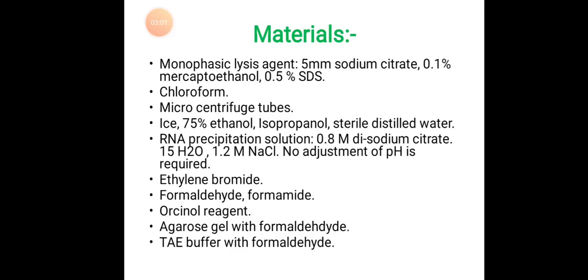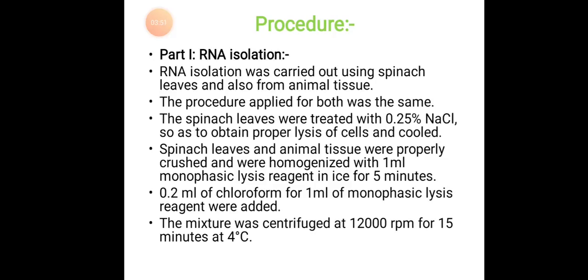Materials. Monophasic lysis agent: 5 mM sodium citrate, 0.1% mercaptoethanol, 0.5% SDS. Chloroform, microcentrifuge tubes, ice, 75% ethanol, isopropanol, sterile distilled water, RNA precipitation solution: 0.5 molar disodium citrate, 1.2 molar NaCl. No adjustment of pH is required. Ethidium bromide, formaldehyde, formamide, orcinol reagent, agarose gel with formaldehyde, TAE buffer with formaldehyde.